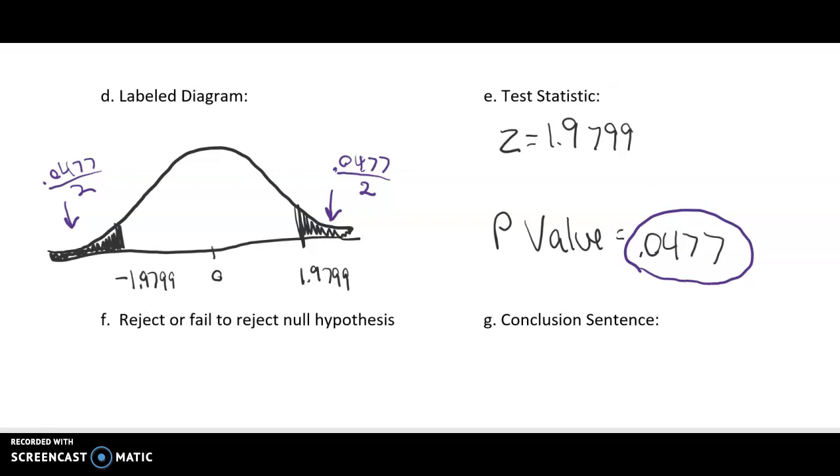Now, to reject or fail to reject, you can either choose critical value method or you can choose p-value method. Either one is fine. I'm going to use p-value method. And our p-value is 0.0477. And for alpha, we used a 0.01 significance level. So we need to compare which number is bigger. And 0.0477 is bigger. And if p is high, the null will fly. So that means we're going to fail to reject this.